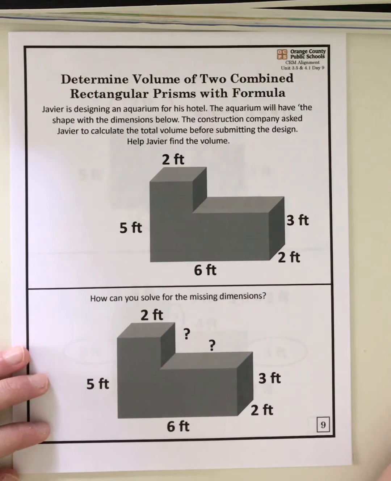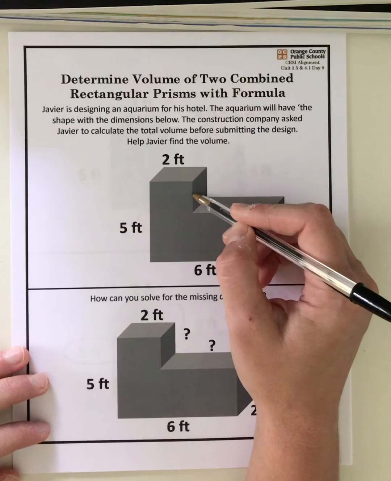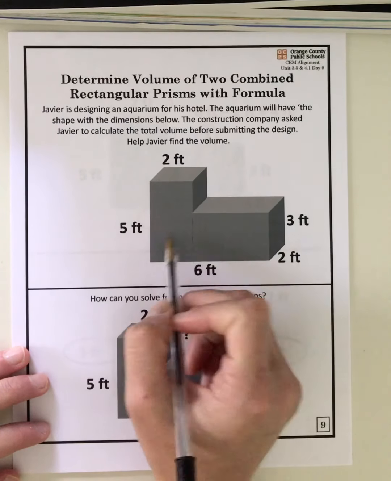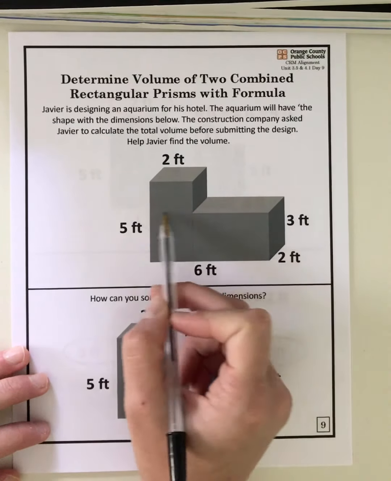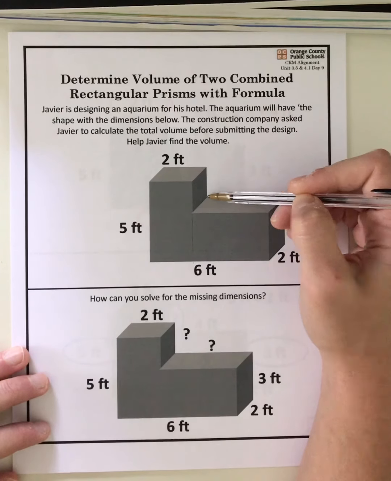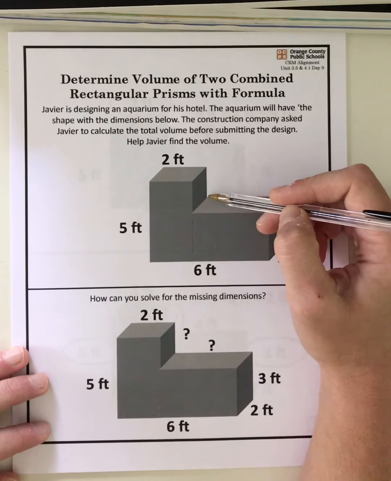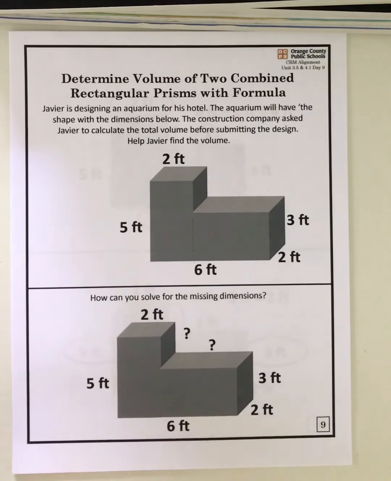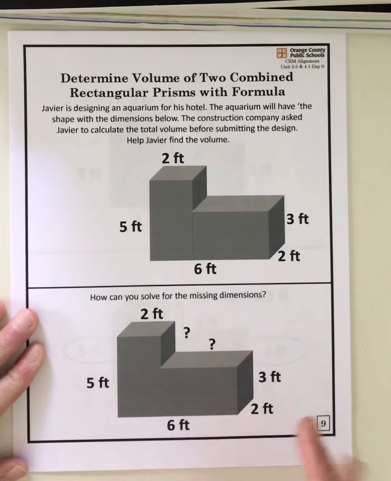So there's a couple of different ways we could cut this shape. We could make this shape down and have this be A and this be B, or we could cut it across and have this whole bottom piece be A and this top piece be B. This says, how can you solve for the missing dimensions? When we look at this aquarium, we're unsure of what this piece is, and we're unsure of what this long piece is. They didn't give us those dimensions, but we can use the other dimensions and our knowledge of rectangles to help us out.